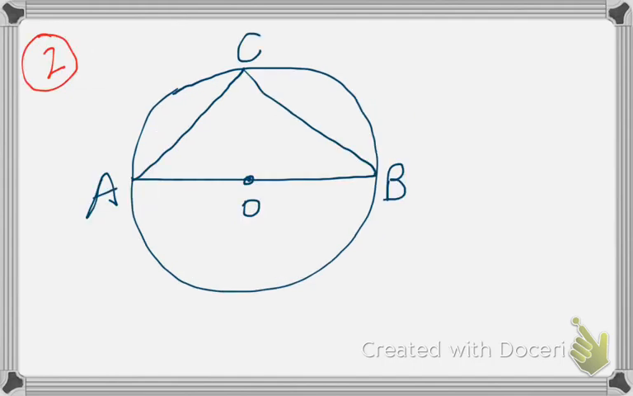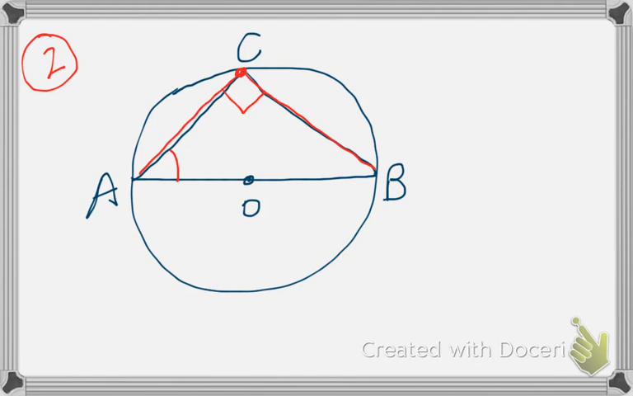Okay, this is number 2, and you're told that AOB is a diameter, and we need to find angle CAB, which is this angle right here. Well, if you look at angle C, this is an inscribed angle that intercepts a diameter, therefore it must be 90 degrees. And that leaves you with 90 degrees for the angles at A and B.